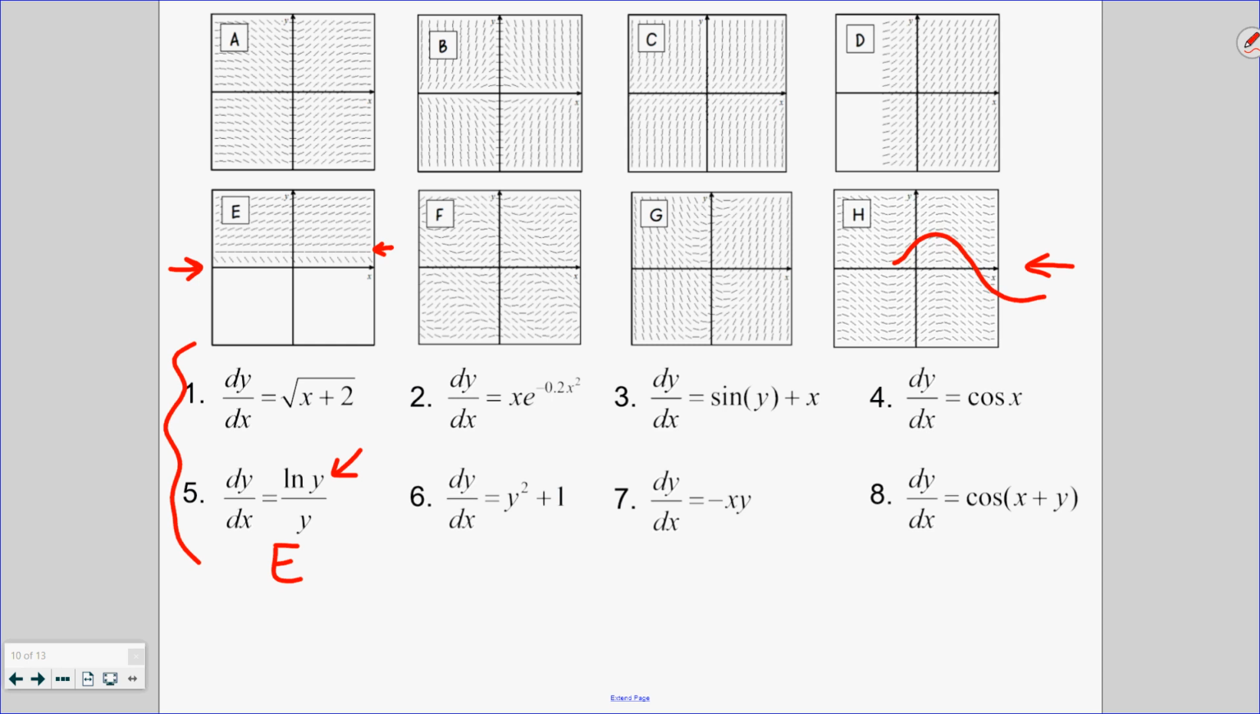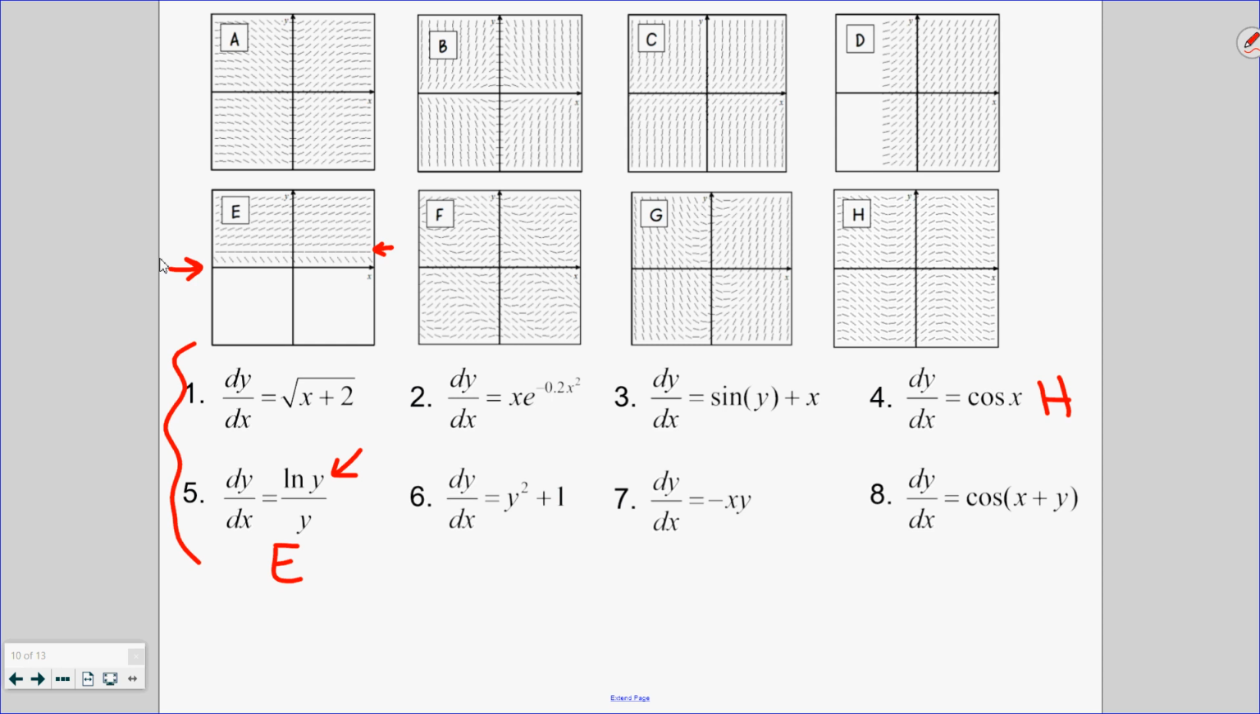Well, the only one that's just a trig function with only one variable, cosine x, is 4. So I think that 4 goes with H because you can see that. So let's look at D. I always look at things that have unusual characteristics and see if I can figure something out.